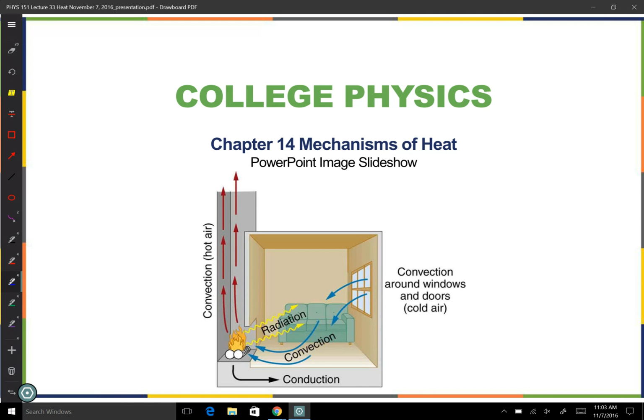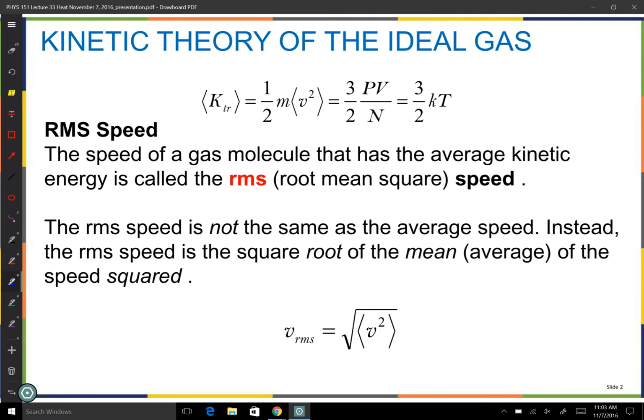Right, finishing talking up a little about the kinetic theory of gases, and then we'll talk about mechanisms of heat. So last class period, we worked out the derivation for the kinetic theory of gases to see that the average, remember these little greater than, less than, we call them brackets, at least in physics, means average. So the average kinetic energy is equal to 3/2 k, where k is that Boltzmann constant, multiplied by temperature.